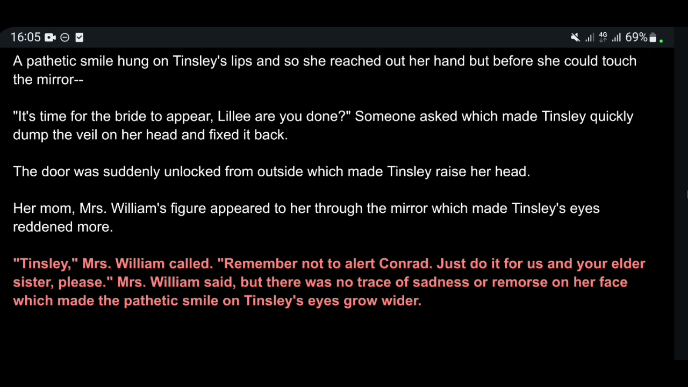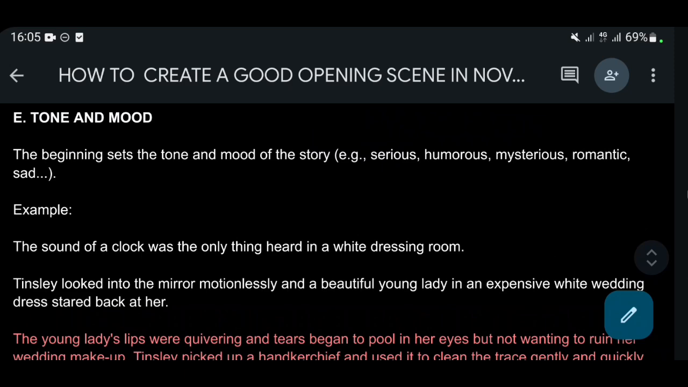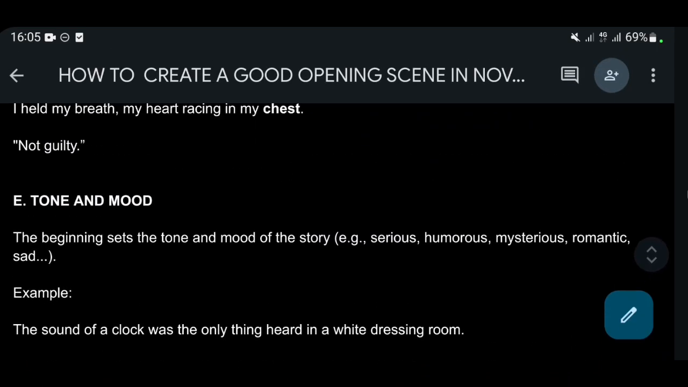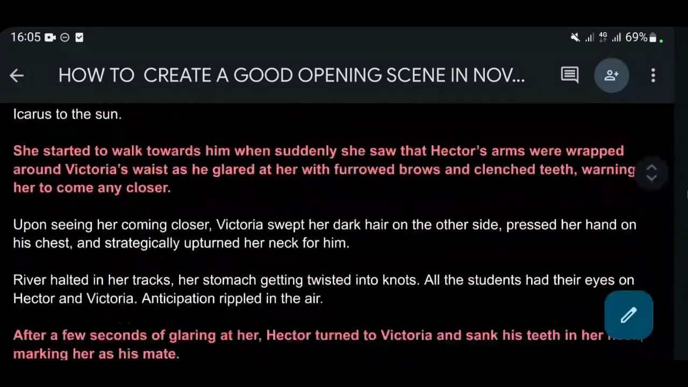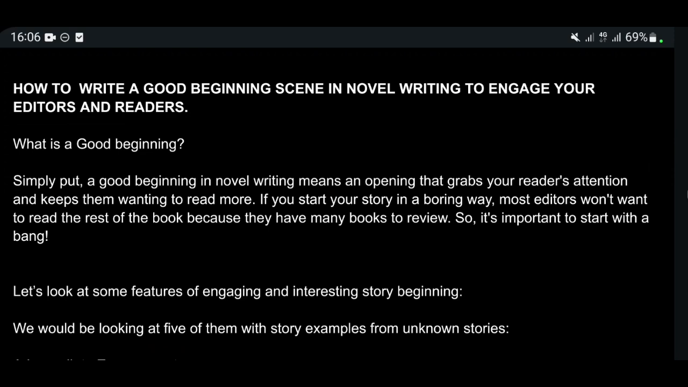Looking at all these things, you see that it is going to make the reader want more, to seek what is going to happen in the story. So starting off your story on a good note is very, very important in story writing. If you are dreaming of getting a contract, start your stories on a good note.